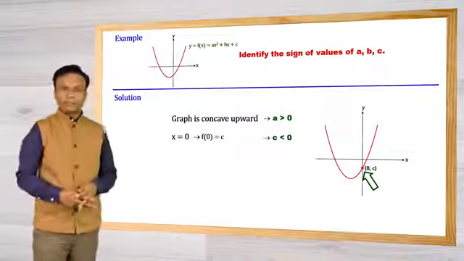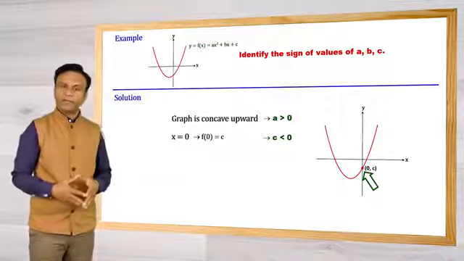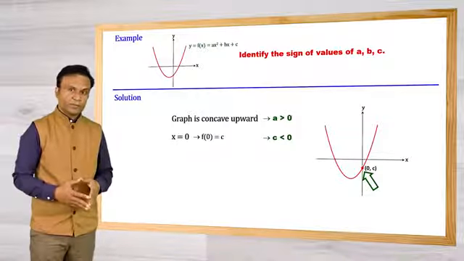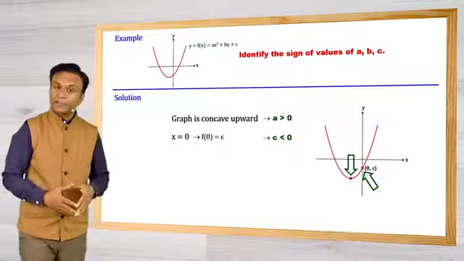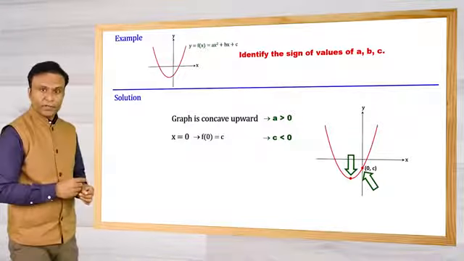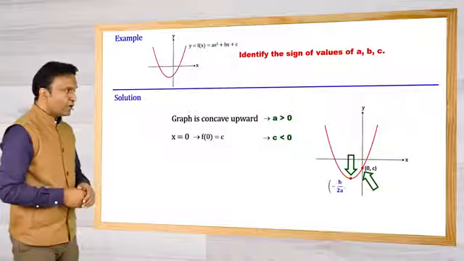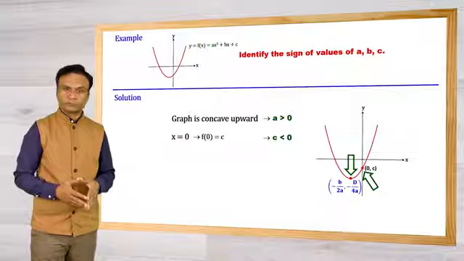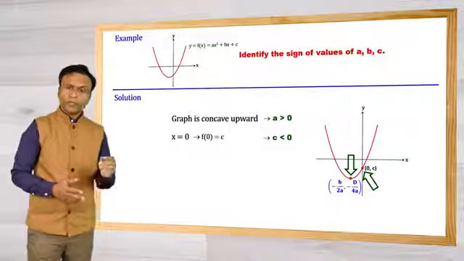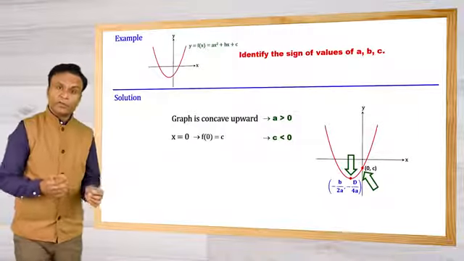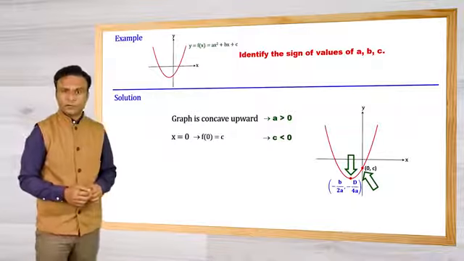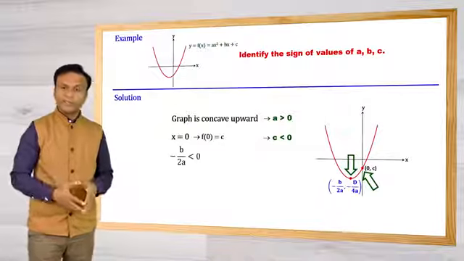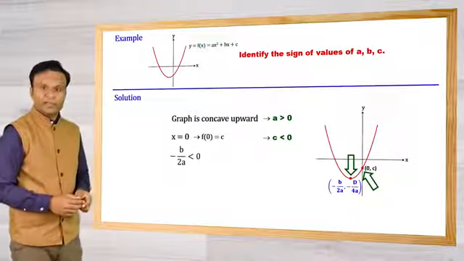Now the value of b. How can you identify this value? For that, our helping hand is the vertex. The coordinates of the vertex are minus b upon 2a, minus D upon 4a. Now the vertex is lying to the left of the y-axis. So we can say the abscissa of the vertex, minus b upon 2a, is less than 0.